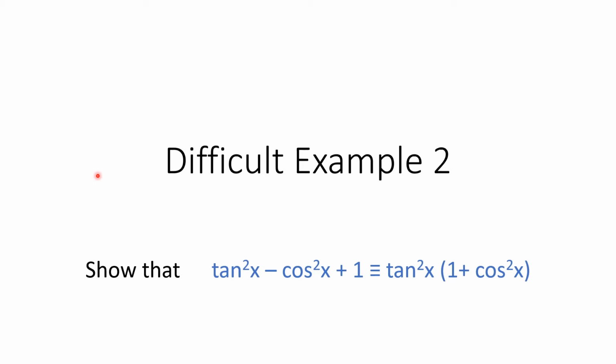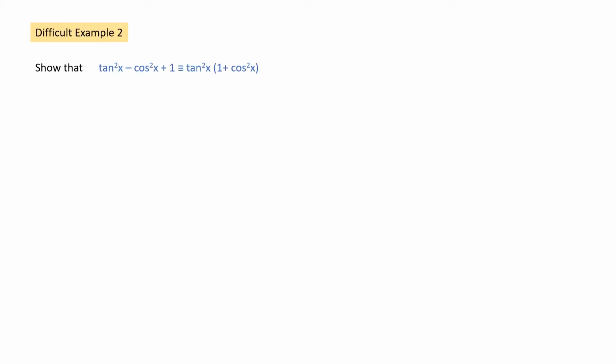Welcome back. This is the second difficult example we are going to see in this section. Again, this is a proof question. We have to show tan squared x minus cos squared x plus 1 is equivalent to tan squared x bracket 1 plus cos squared x. Let's denote this side as the left hand side. This one is the right hand side.